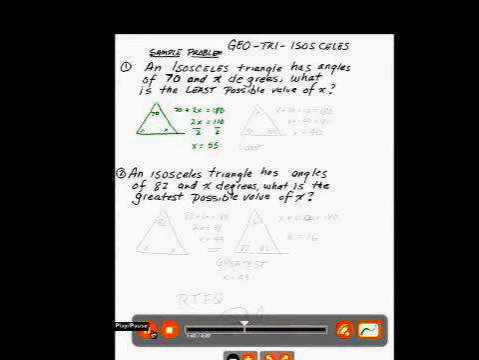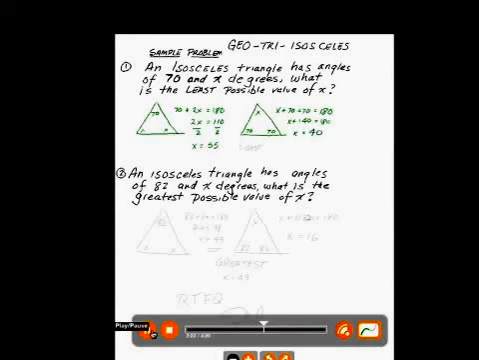Now let's switch it around, where x is at the top, and I have two 70-degree angles. Following the same procedure, I have x plus 70 plus 70, which is two 70s. That's going to equal 180 degrees. x plus 140 equals 180. Subtract 140 from both sides. x is equal to 40 degrees.